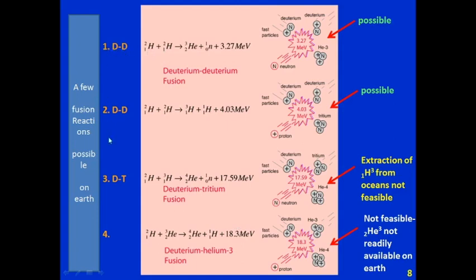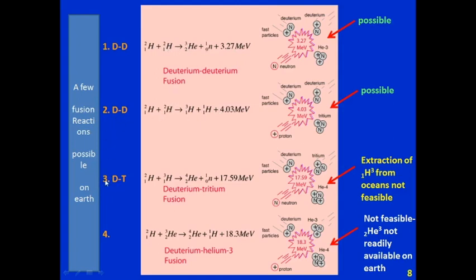Here we have listed 4 reactions, 1, 2, 3, 4, and 1 and 2 are DD. DD means two deuterium undergoing fusion in two different ways. Here 1H2 plus 1H2 gives you helium-3 plus 1 neutron and this much amount of energy. Another deuterium fusion is also possible, where two deuterons combine to form tritium, 1H3, and another proton plus 4 MeV. So these are the 2 ways in which deuterium fuses with another deuterium to release energy. We call these the DD reactions.